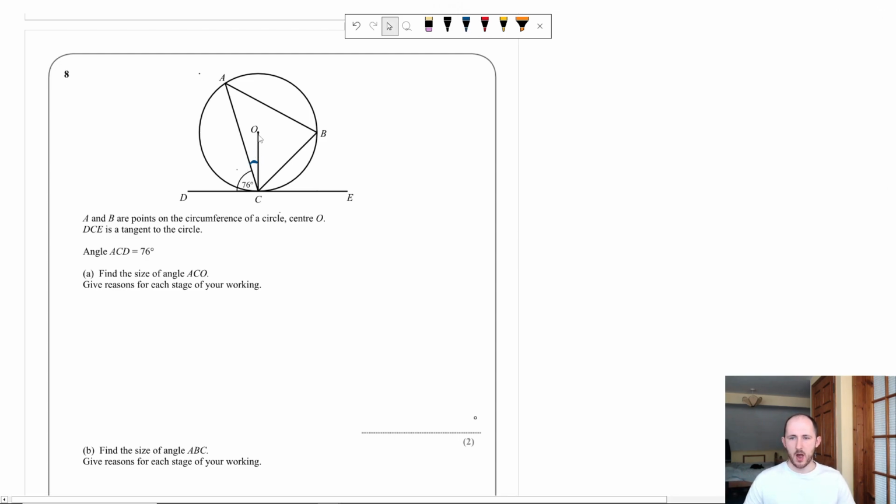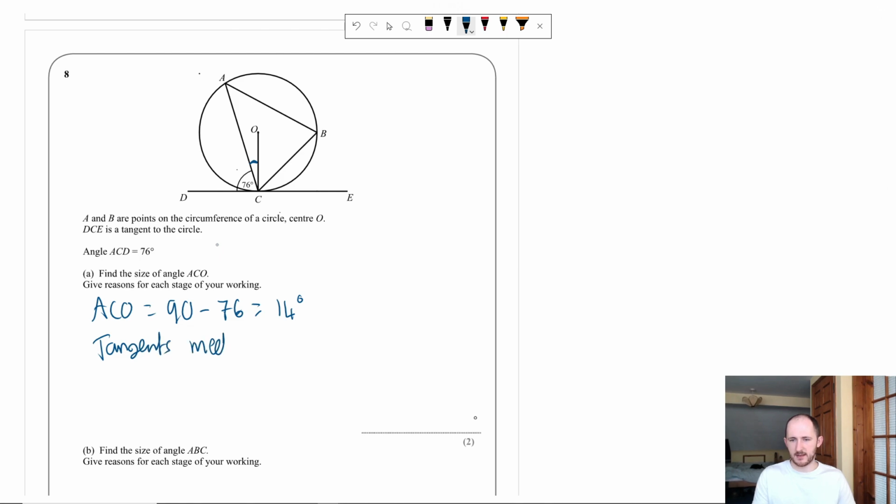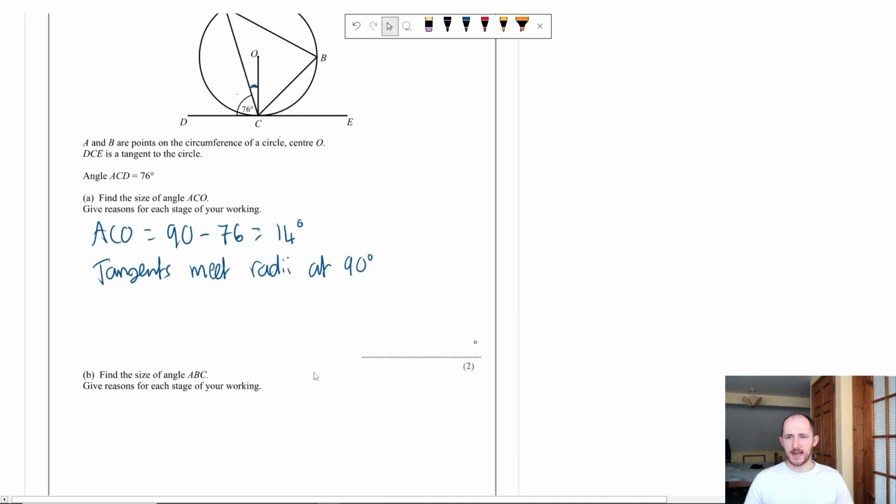So, OC is the radius, this is the tangent. So these should add up to 90 degrees, a right angle. So in other words, ACO was it? Yeah, ACO is just going to equal 90 degrees minus 76, which is 14 degrees. And the reason would be tangents meet radii at 90 degrees. Done.